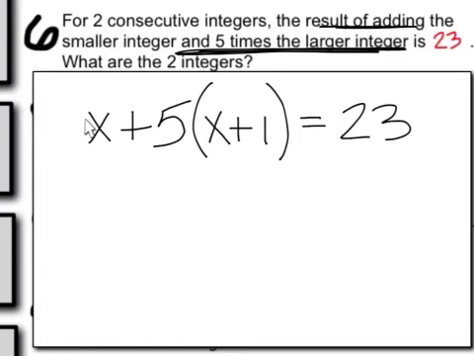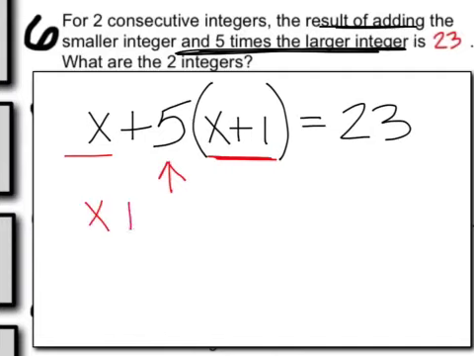So you have your smaller integer. The larger integer, they're consecutive, so this larger one is x plus 1. It's 1 higher, but you need 5 times that amount. So once you set up this equation, smaller integer, larger integer, and the 5 times the larger, set it equal to 23. And then you have to simplify.